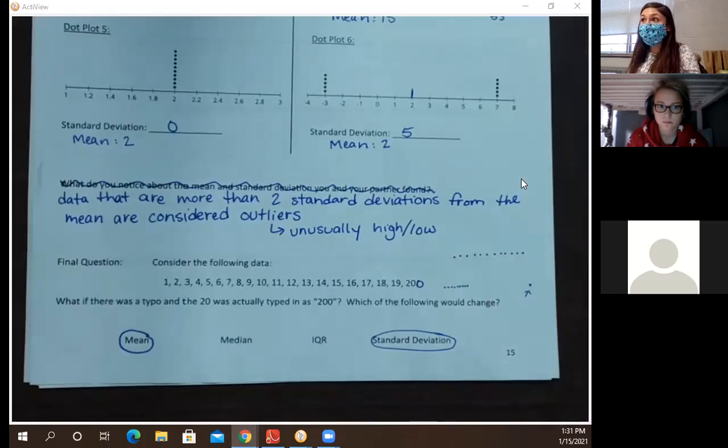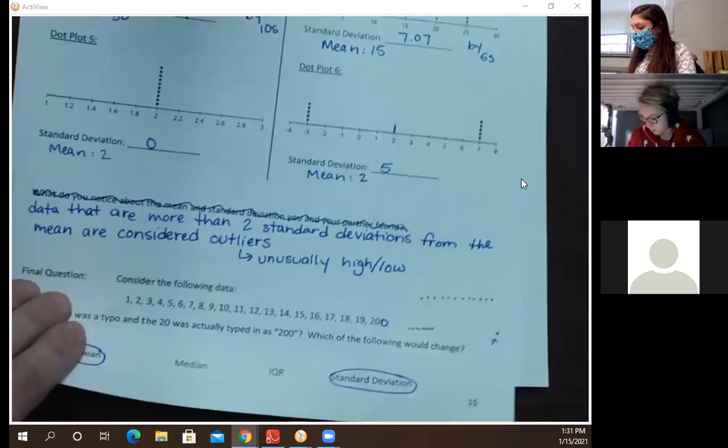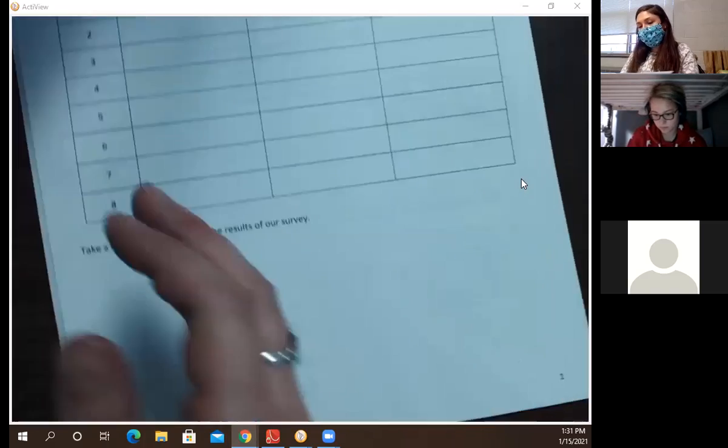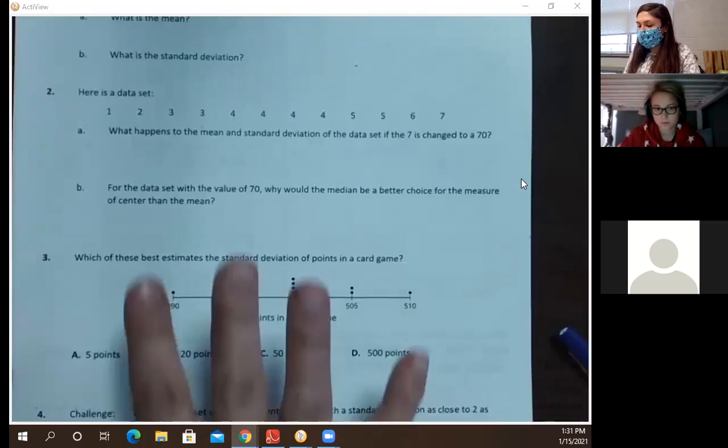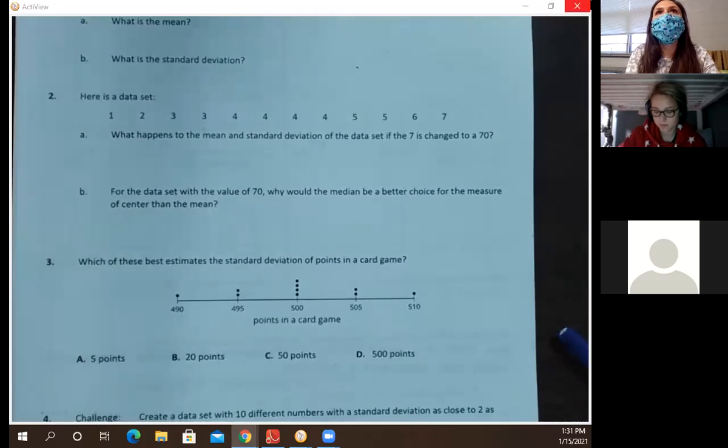Okay, that's it for Unit 5. That's everything. So for homework tonight, I want you guys to work on page 16, the very last page of your packet. Have some practice with those same types of problems.